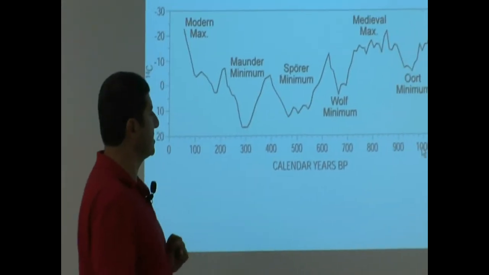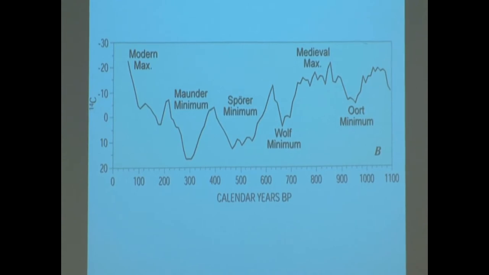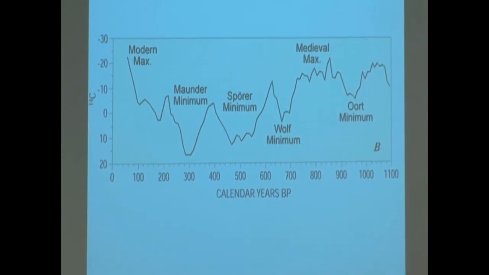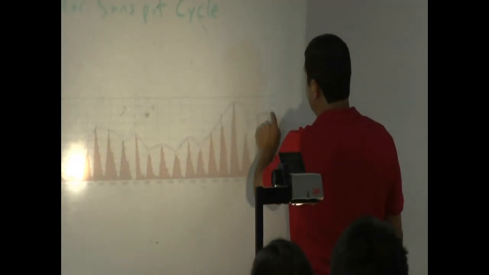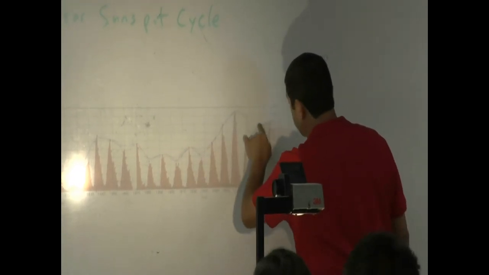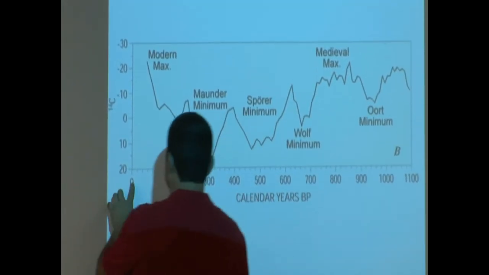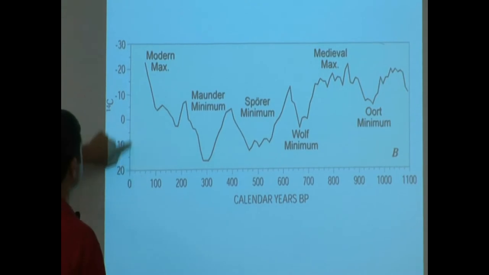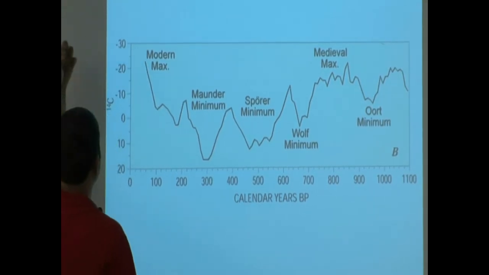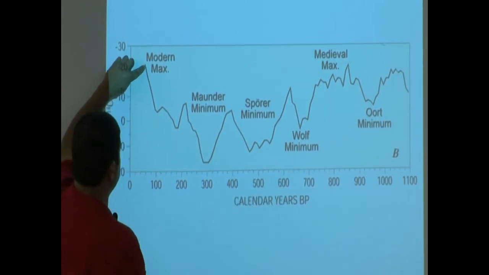This is kind of an interesting graph that I picked up from online. It shows you the overall cycle that I was talking about. Remember I was saying, if you take the maximums and then you just plot the maximums, just the maximums. That's what this is. This is the present, calendar years before present. So this is the present right now. What they've done is they took the maximum number of sunspots and they just plotted that.